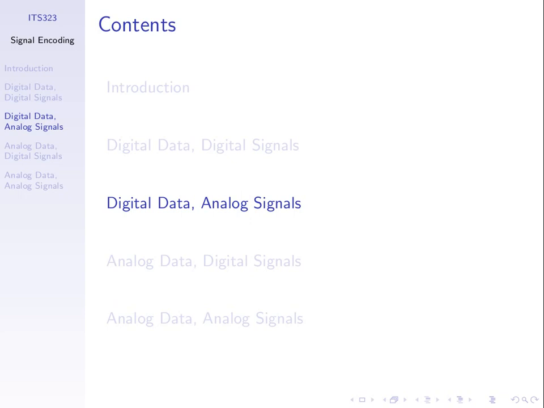With an analog signal, if you think of some combination of sine waves, remember our basic equation for the sine wave: the signal as a function of time is the amplitude times sine of 2 pi f t, where f is the frequency, plus the phase. The three parameters that we can vary are the amplitude, the frequency, and the phase. By changing those parameters, we change the shape of our signal. With the shift keying techniques, with digital data and analog signals, we change those values to represent different sequences of bits.